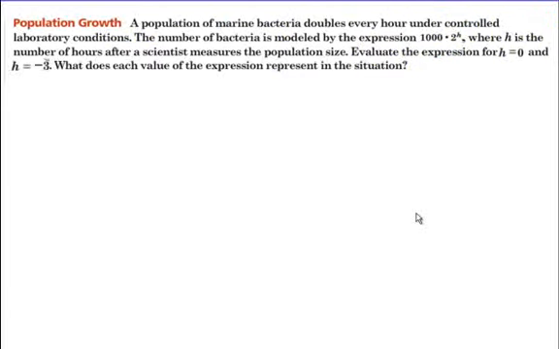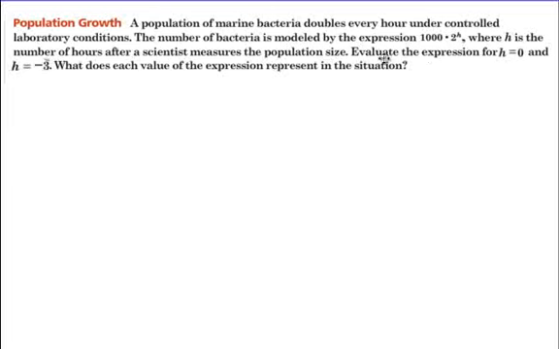The only way I can make these things a little more confusing is to try and throw more stuff in there. So of course that's what we're going to do. So, real life application: population growth of marine bacteria, so that means something in the water, doubles every hour under controlled laboratory conditions. The number of bacteria is modeled by the expression 1000 times 2 to the h, where h is the number of hours after a scientist measures the population size.